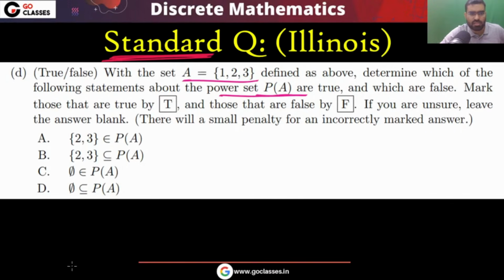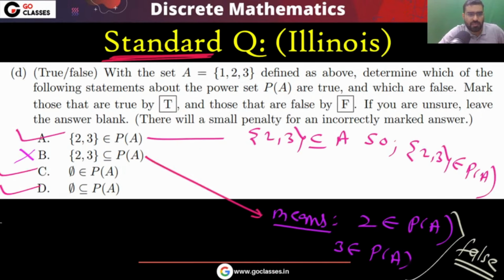So here in this question, the answer will be ACD. The answer is going to be ACD for this question. I hope you understood all the points.